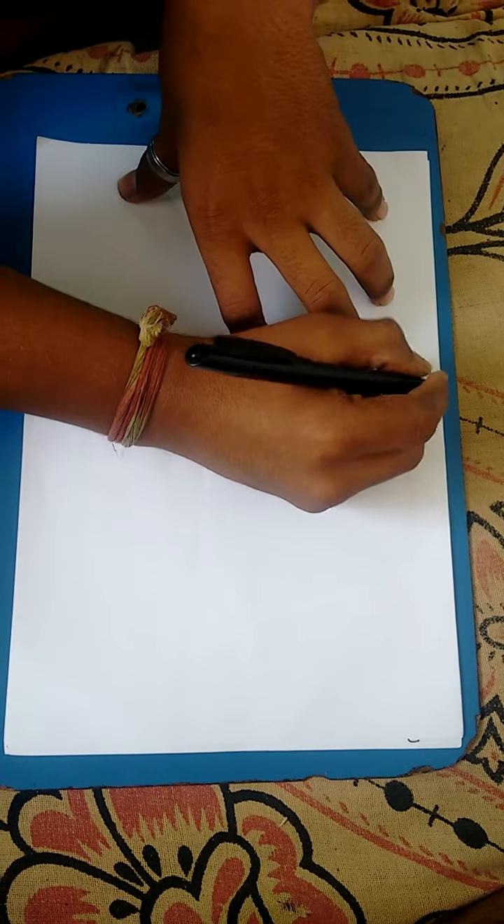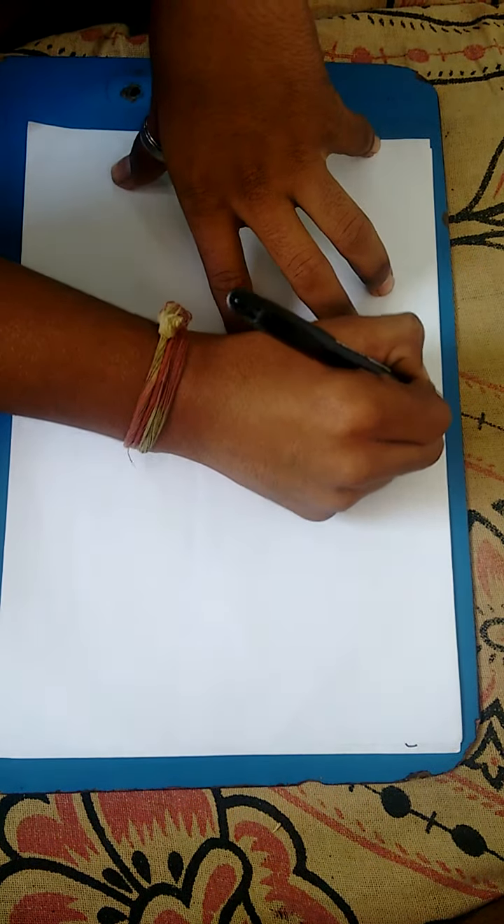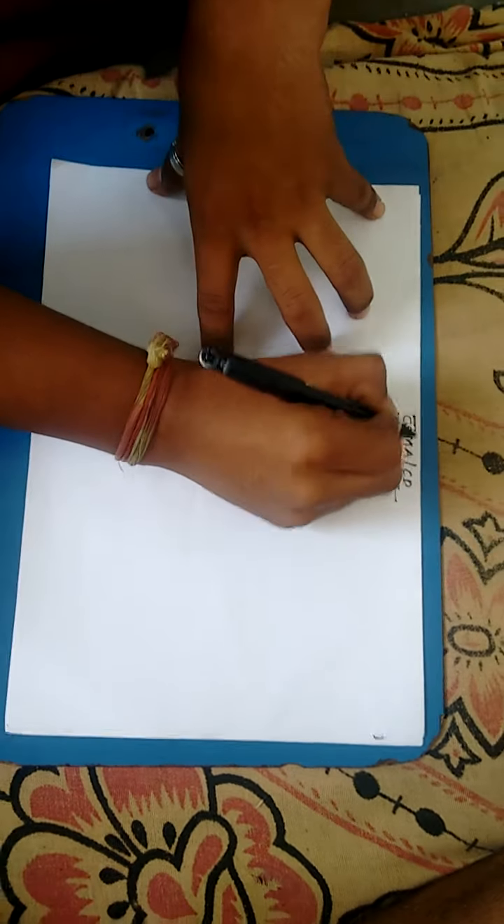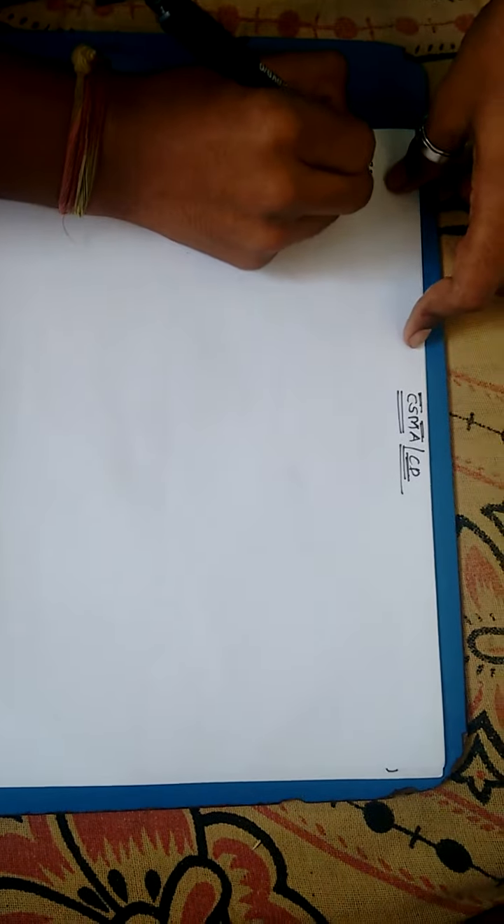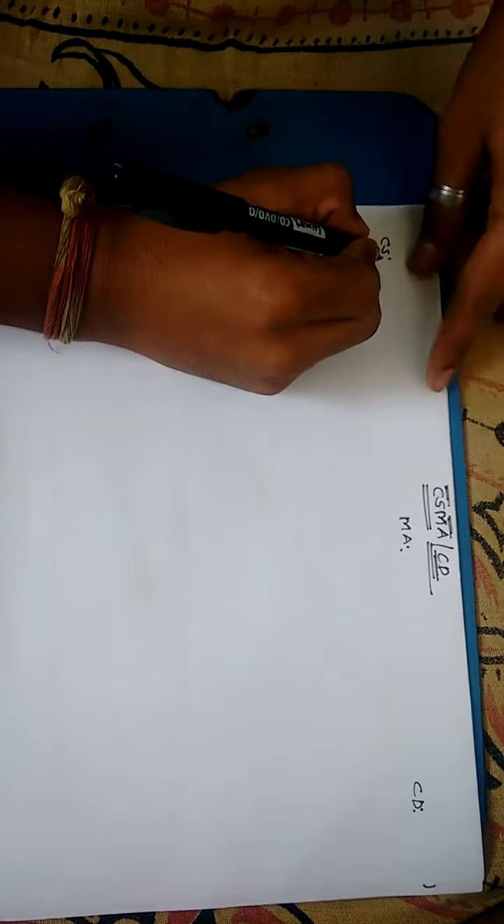Hi friends, in this lecture we will talk about CSMA/CD, which stands for Carrier Sensing Multiple Access with Collision Detection. We will go through each of these terms: CS, MA and CD. Let's see CS first. CS stands for Carrier Sensing.